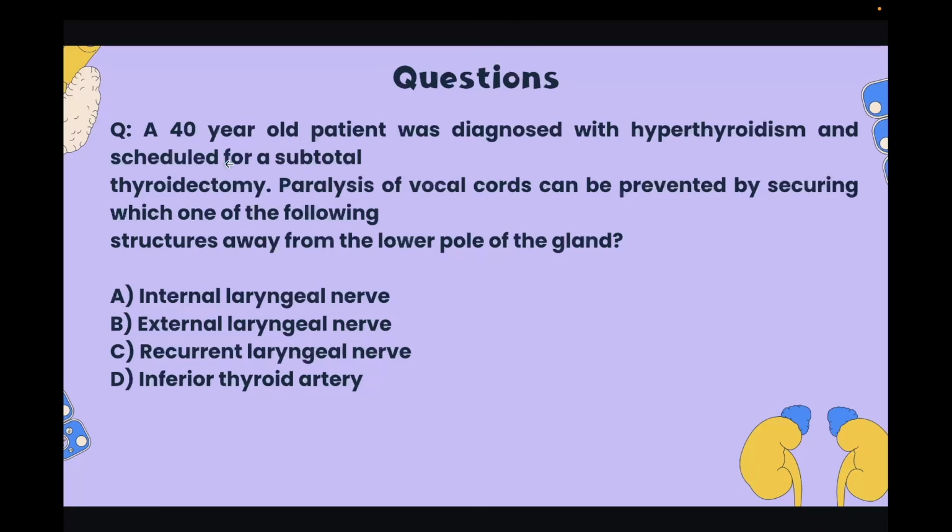A 40-year-old patient was diagnosed with hyperthyroidism and scheduled for a subtotal thyroidectomy. Paralysis of the vocal cords can be prevented by securing which of the following structures away from the lower pole of the gland? Now, initially you might be thinking of the nerves, but it's talking about which structures away from the lower pole of the gland, and also it's talking about a thyroidectomy. A thyroidectomy is going to be ligating one of the arteries, so it can't be any of the nerves. So that means the answer is going to be D, inferior thyroid artery, because we also mentioned it's the lower pole of the gland, and we know from earlier the lower pole of the gland is supplied by the inferior thyroid artery.